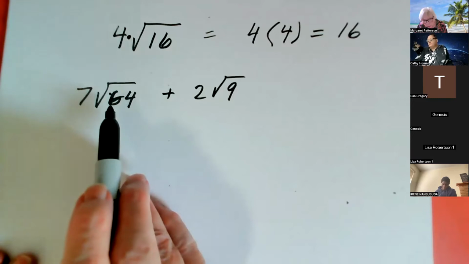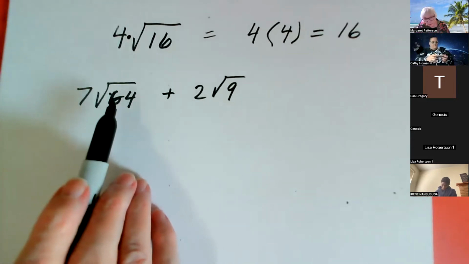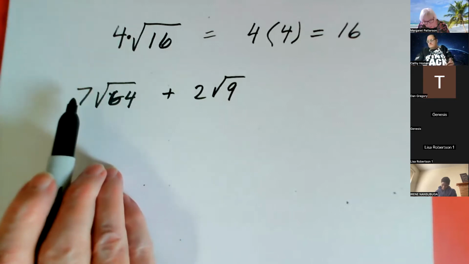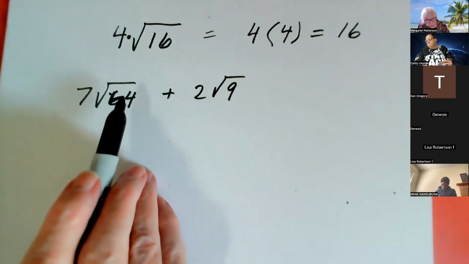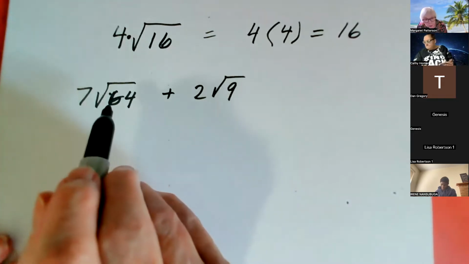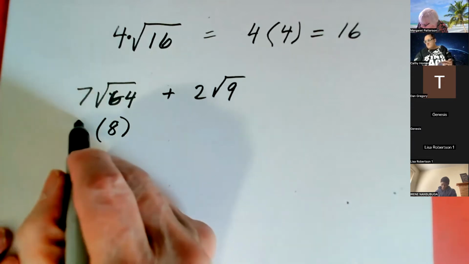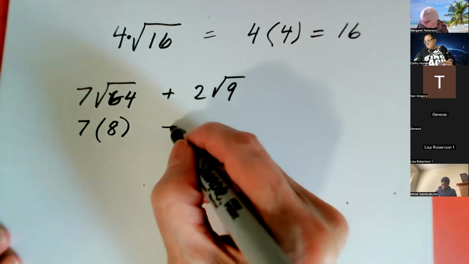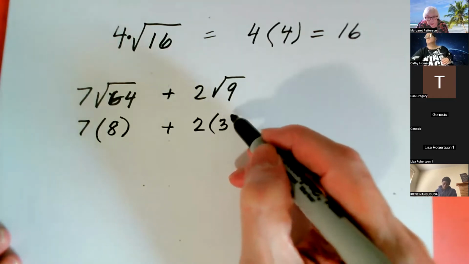So square roots are in the same category as exponents, and so it's done first before you ever consider the multiply. Remember the order of operations: parentheses first, exponent second. Square roots are in the category of exponents. And so the square root of 64 is 8. This is 7 times 8, plus the square root of 9, which is 3.